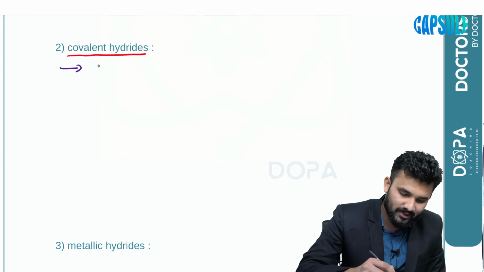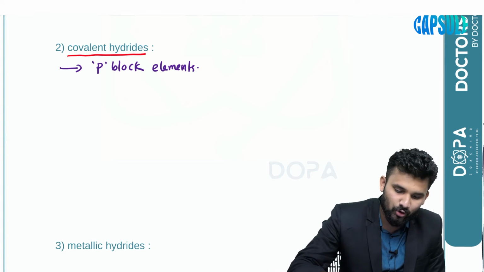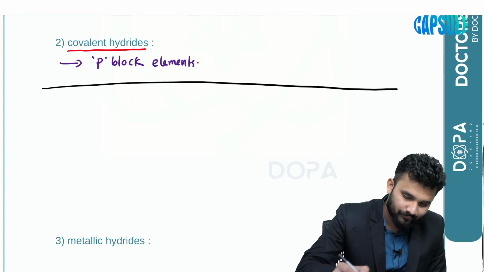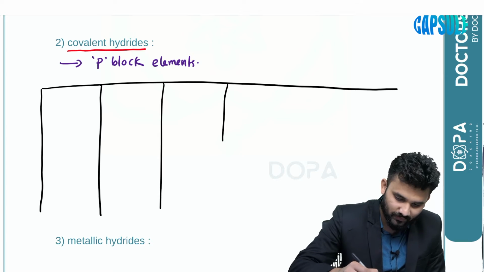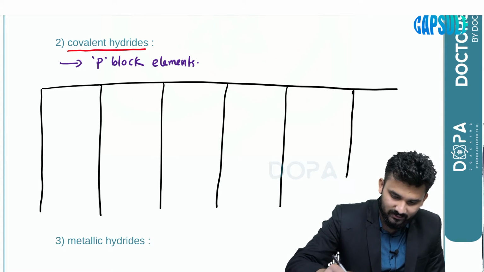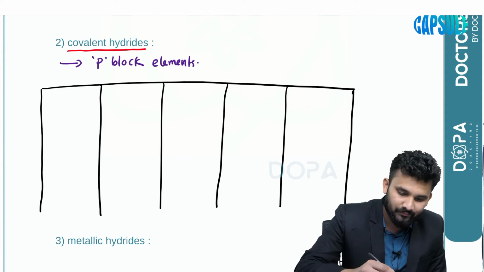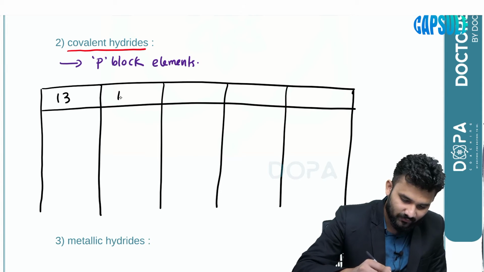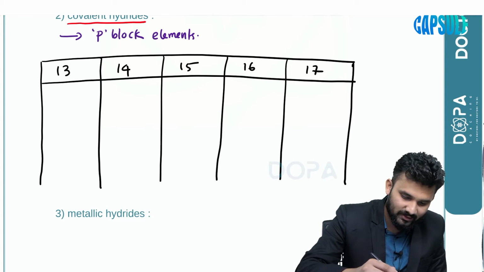Covalent hydrides are formed by the p block elements of the periodic table. Here I am going to explain some examples of covalent hydrides. We know that the p block is the 13th, 14th, 15th, 16th and 17th groups. Group 18 is noble gas, that's why I am not writing it here. These all are p block elements. So this is 13, 14, 15, 16 and 17. Here I am going to explain the hydrides.